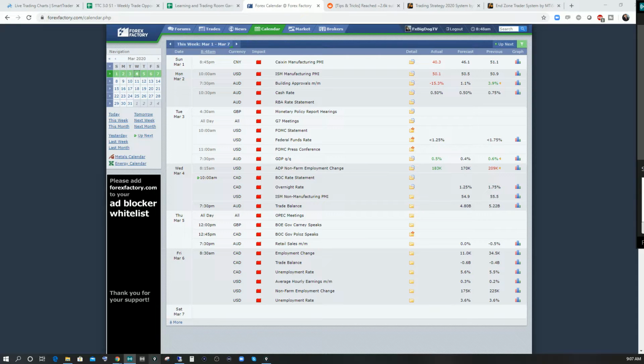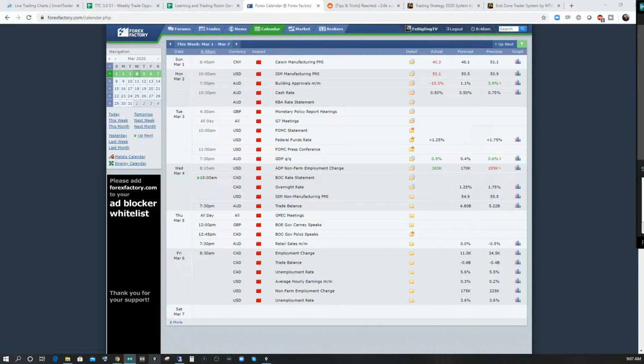But we do have, of course, the Canadian rate decision, as we spoke about, coming out at 10 o'clock. And then we have the ISM non-manufacturing PMI coming out at 10 as well. And then we've got trade balance for the Aussies coming out at 10 o'clock as well. So a lot of data coming out at 10 o'clock that we'll go ahead and check out. Now, we've got some continued data coming out tomorrow, Thursday. We've got Bank of England Governor Cooney speaking at 12 p.m., that's midday.